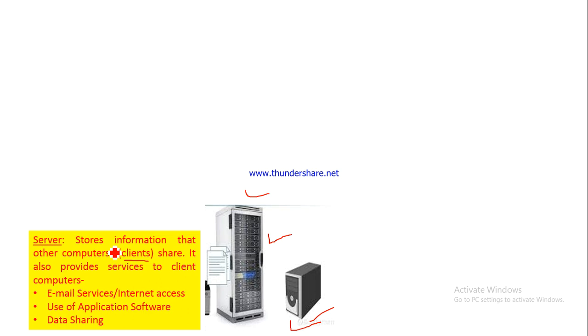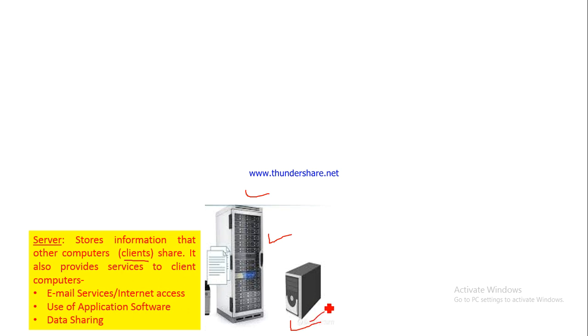So the server would be the computer which would be providing the service, while the clients would be the computers which would be making use of the services provided by the server. This is fine. So as I said, the server provides services to the client. These kind of services, I'm just giving you some examples: email services, internet access, use of application software, data sharing. So what do we mean by this? It could so happen that, let's say, if it is a small bank branch, this would be the kind of server which would be required. So another computer can be a server.